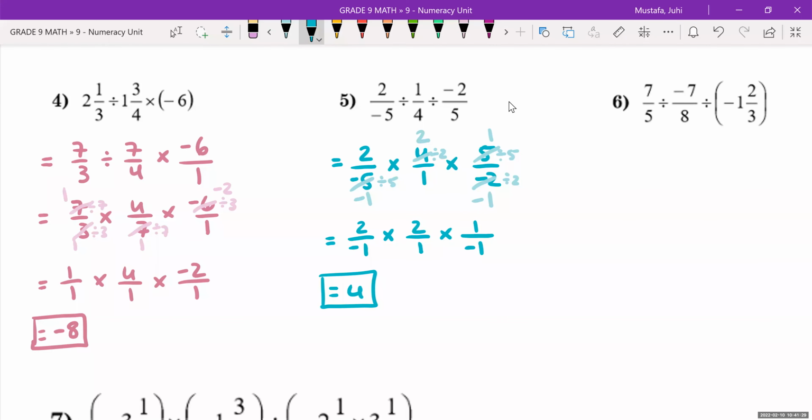Go ahead and try question number 6. I'll put the answers to it and you can check it, and then we'll do question 7 together before we start our work period.